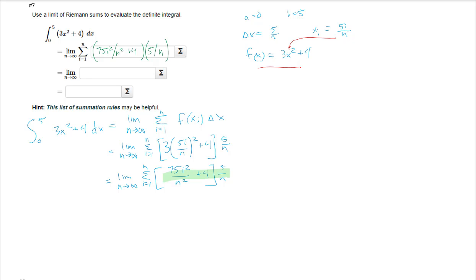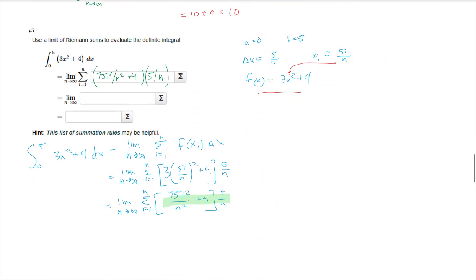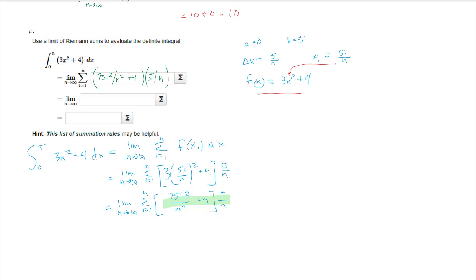Okay. Now, what I'm going to need to do is use my series rules, again, from part number 1 right here. And the series rules that I need to use are going to be the i squared and the 1 series rule. But before I do that, let's do some simplification. So we have the limit as n goes to infinity of the summation i equals 1 to n, and I'm going to multiply that 5 over n to each one of these terms. And so 5 times 75 is, oops, I don't know that one off the top of my head, 375, so I get 375 i squared over n cubed plus 20 over n.